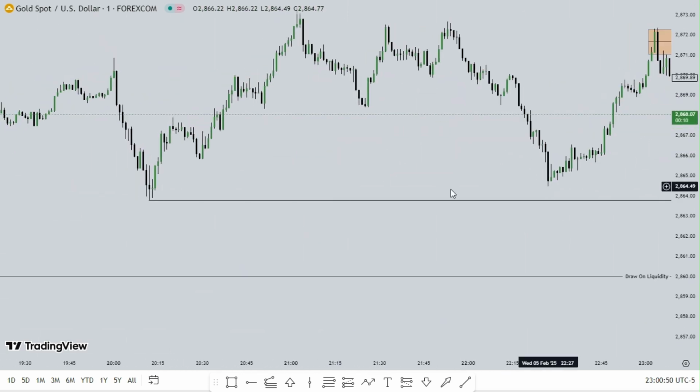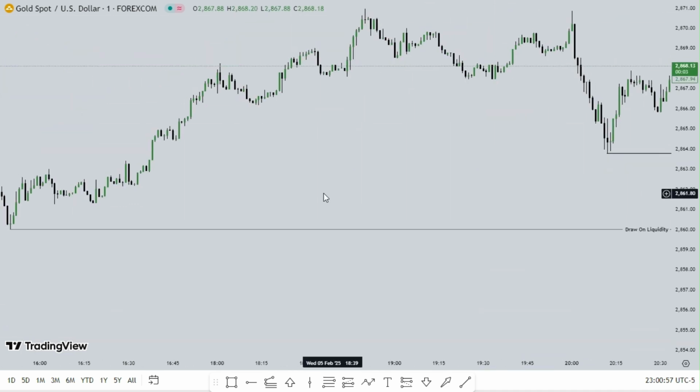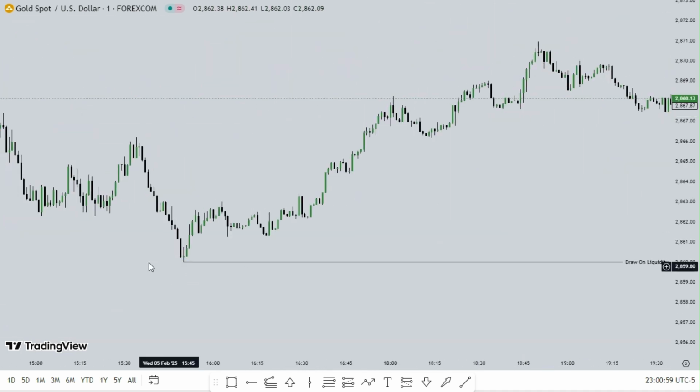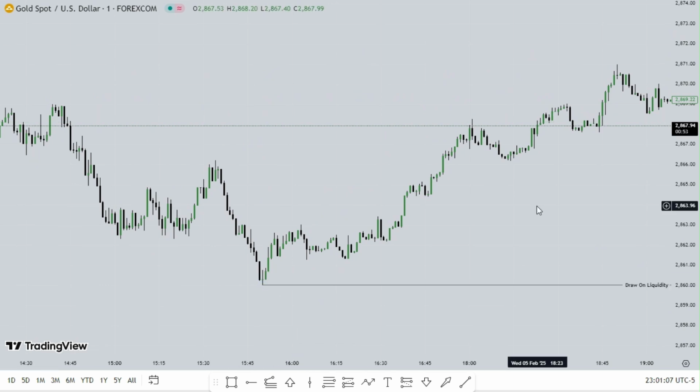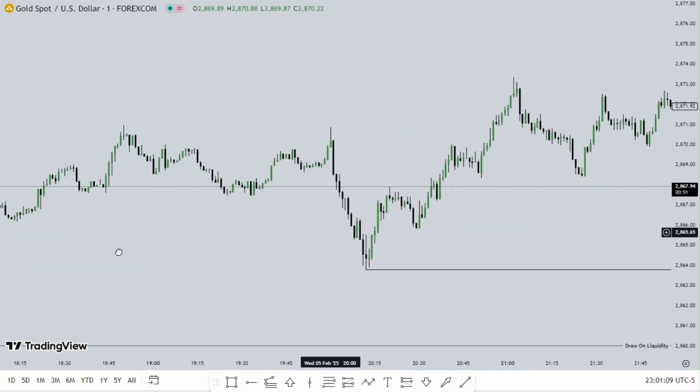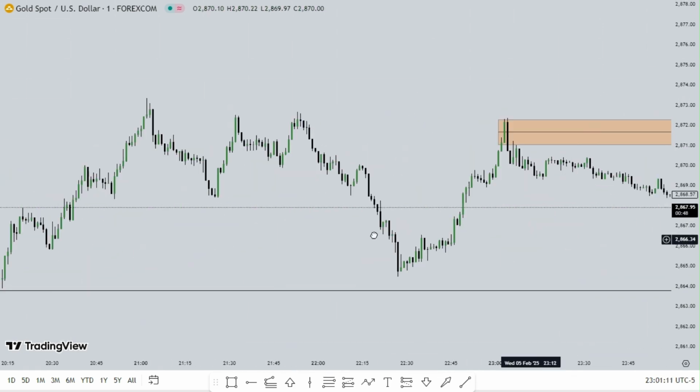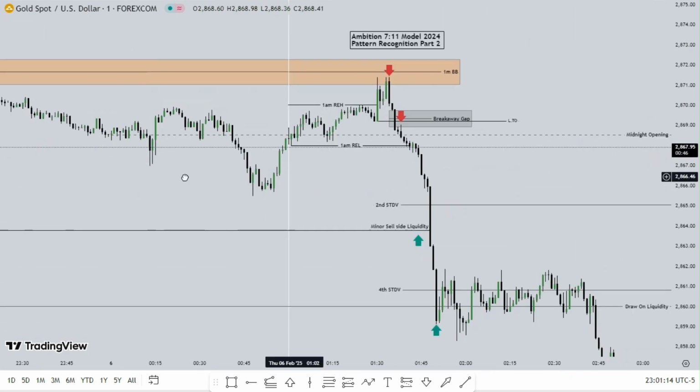So we have this low here and this low here. This is the minor sell side liquidity that the price was drawn to. But the major drawn liquidity would be this low here, because the price is coming from a bearish market, and this is where it took a major reversal to the buy side. So the price traded higher, and that low became a reference for this trade here.